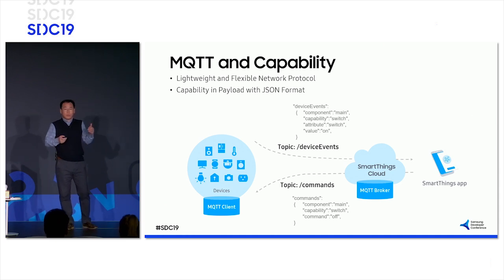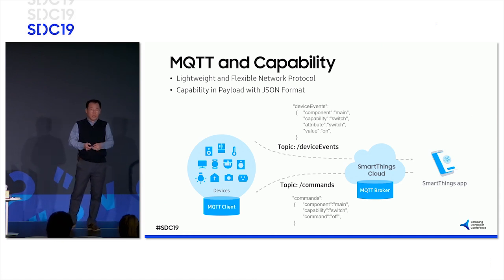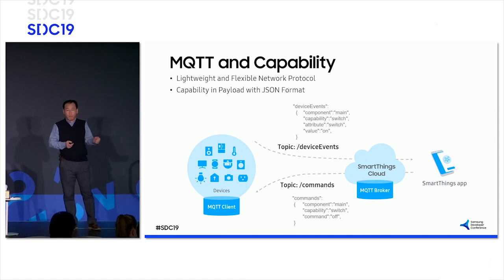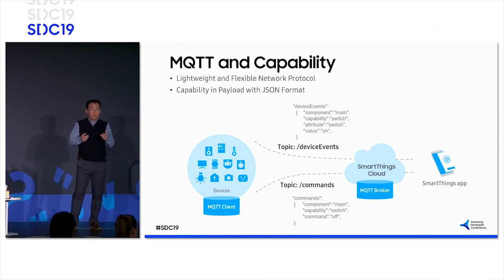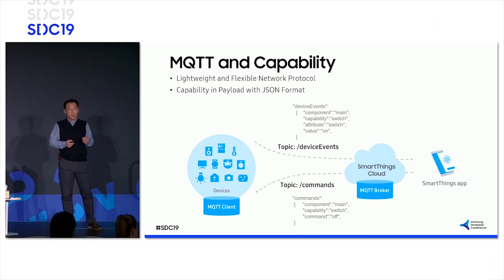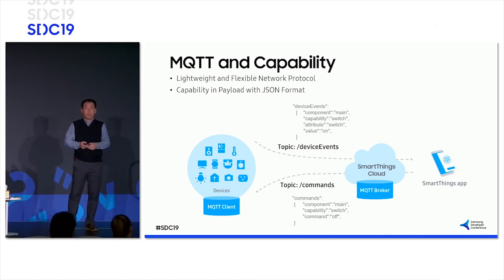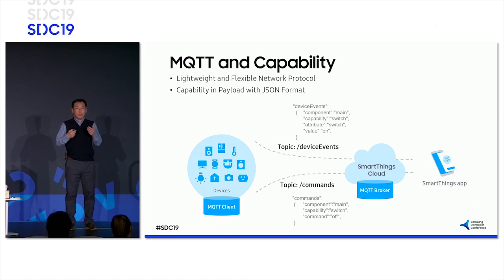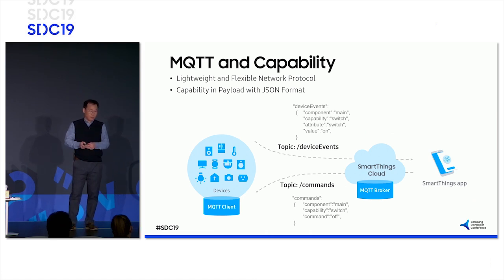Let's see how the SmartThings Device SDK works with MQTT and Capability. The SmartThings Device SDK with the MQTT client publishes messages including the attributes of capability under the device event topic to update device state information. And it subscribes to the command topic, so the device receives commands of capability from the broker.